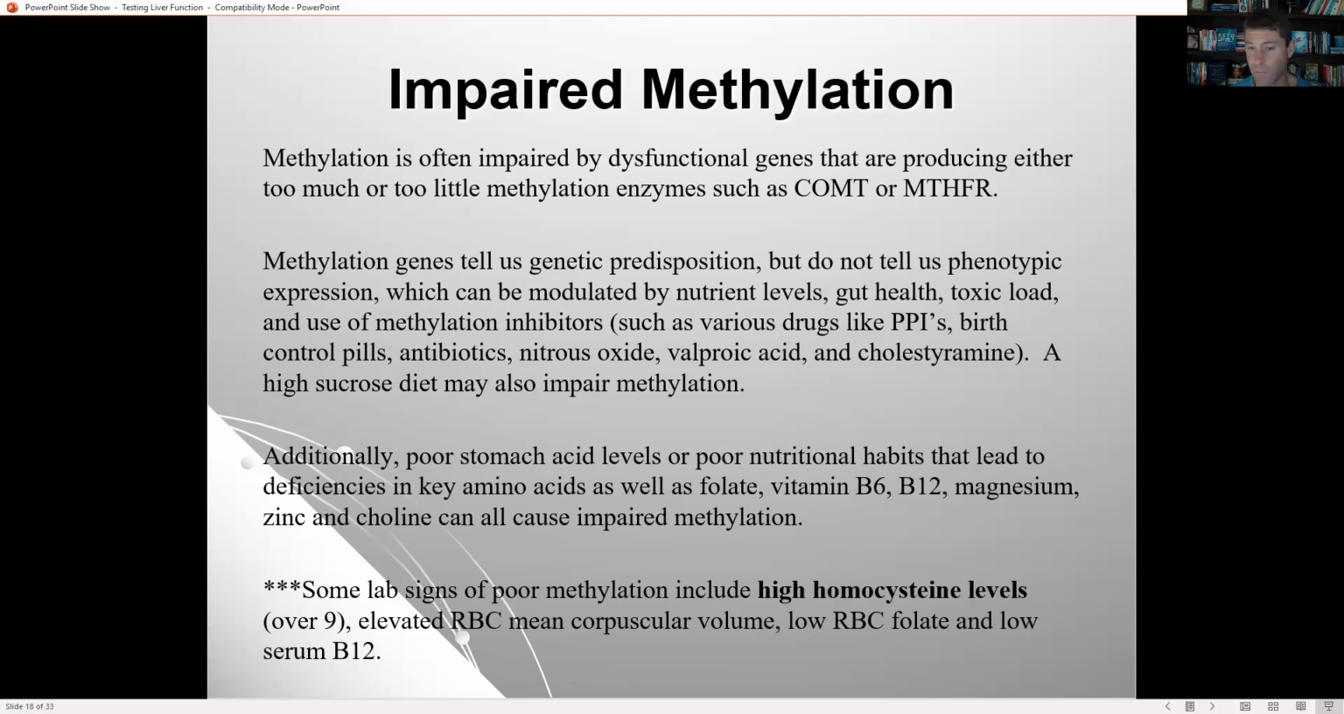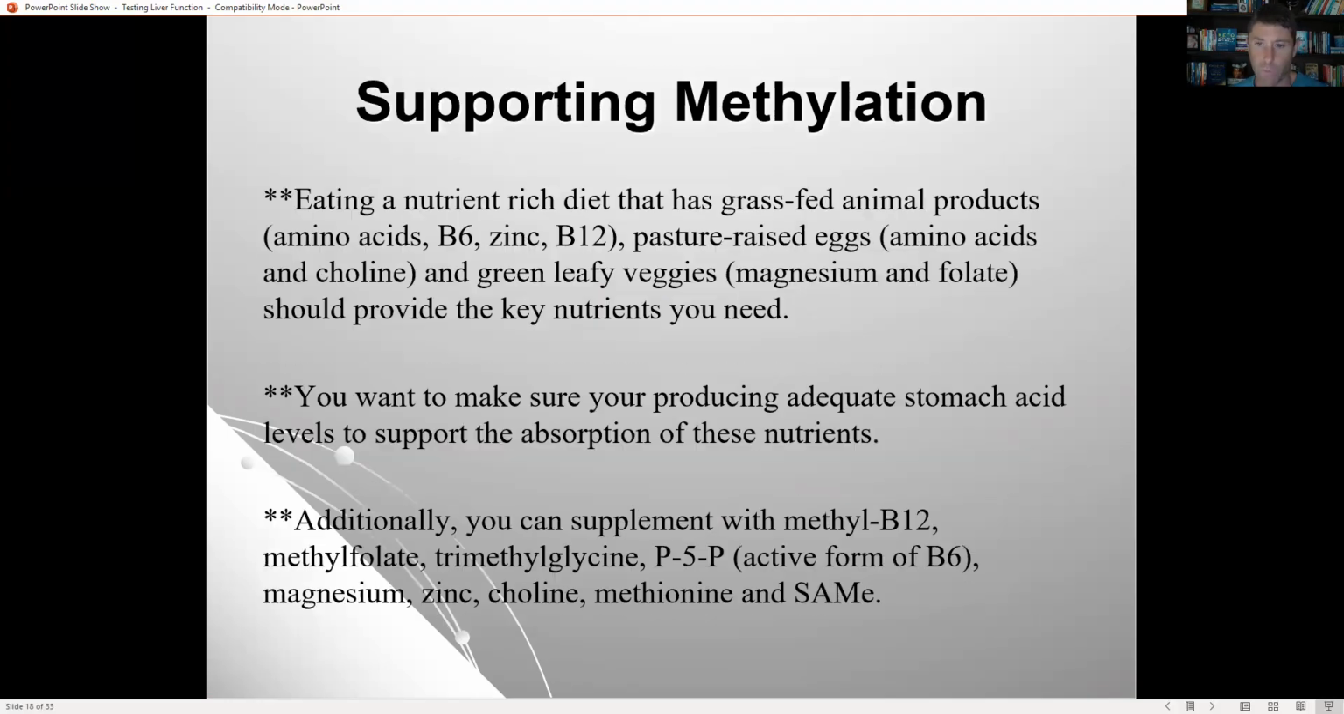We may also see, let's say on our labs we don't get homocysteine run, so we don't know where it is, but we can look at your red blood cell mean corpuscular volume, your MCV, and that should be between 85 and 92, okay? If it's not there, if it's up higher, 95, 96, 97, okay, that's a sign you're probably not methylating well. We can also look at your red blood cell folate and your serum B12, or your methylmalonic acid is another marker we can look at as well to see how well your body is absorbing and utilizing things like B12 and folate.